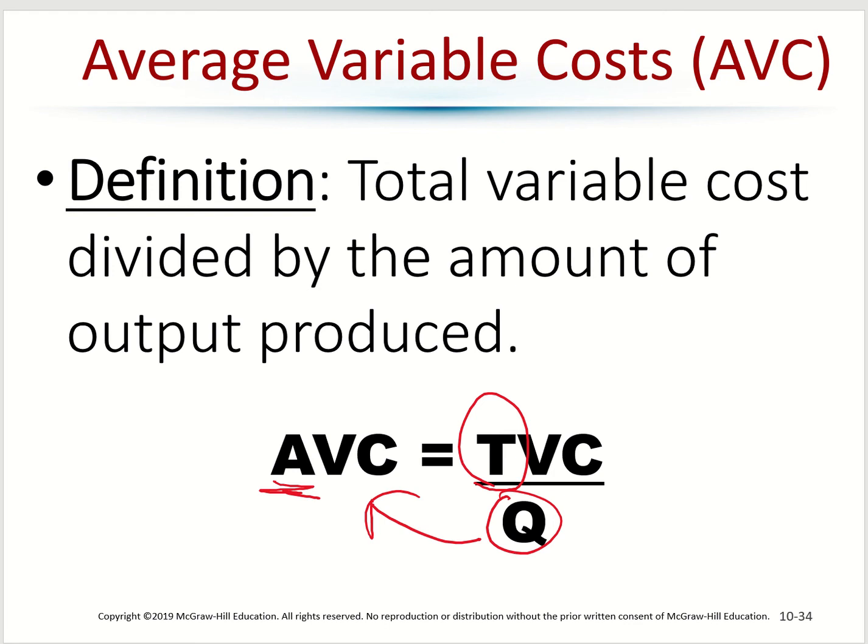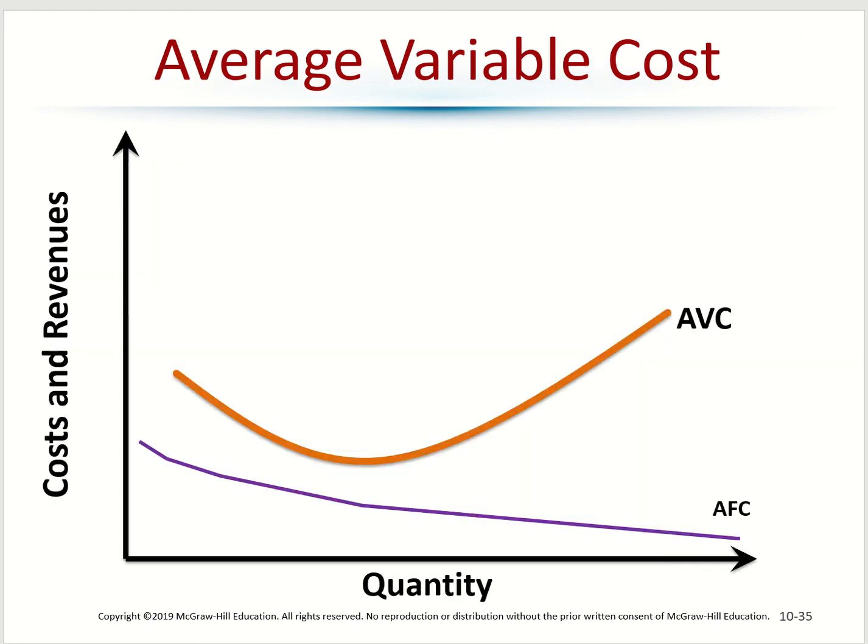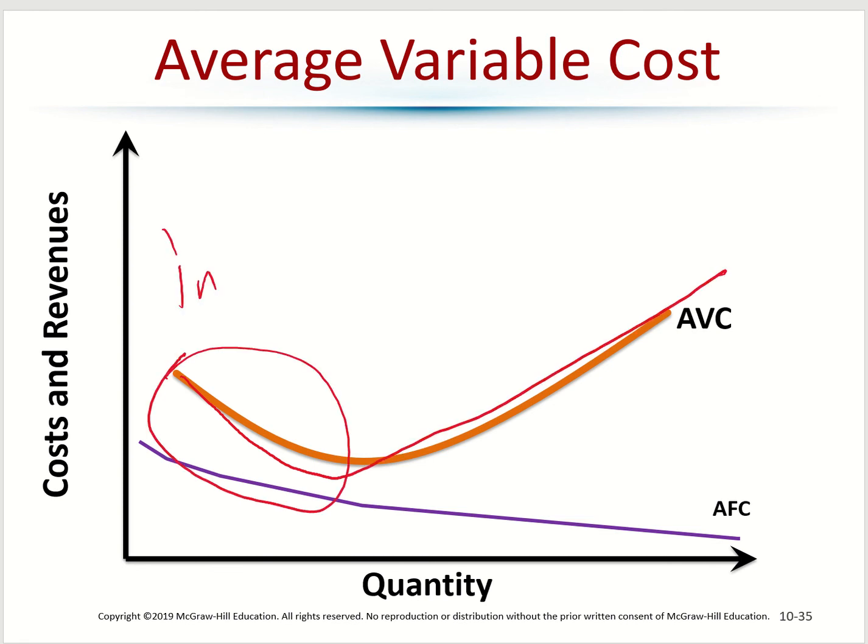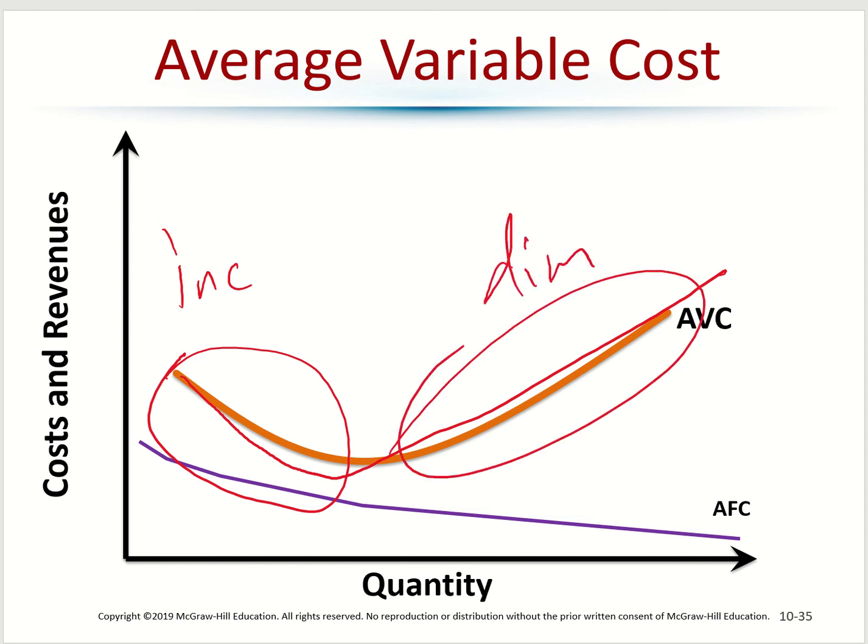Okay, so if you graph your average variable cost, it looks like this. It's going down in the beginning and then it's going up. Now this part going down is your increasing marginal return. This part going up is your diminishing marginal return, so you become less efficient.